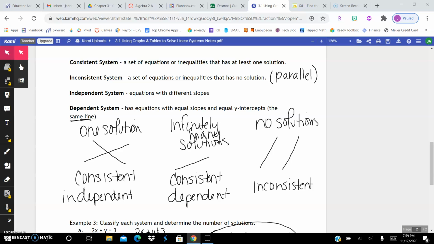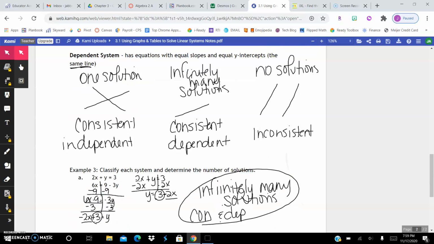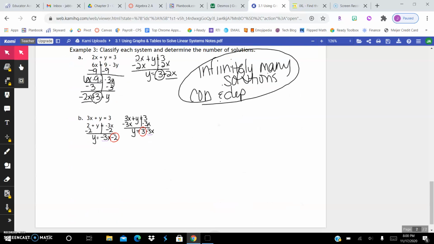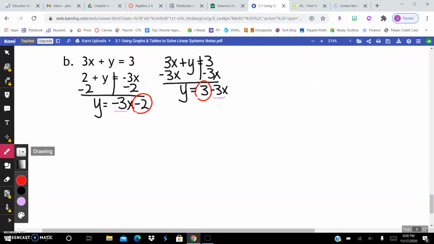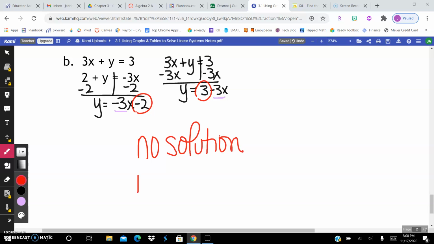Inconsistent is a set of equations or inequalities that has no solution, that is parallel. And if you remember from last chapter, we talked about parallel lines have the same slope. So that's what these two lines have. They have the same slope. So that means they're going to be parallel. And if they're parallel, they're never going to cross. So this would be no solution. And inconsistent would be the classification.